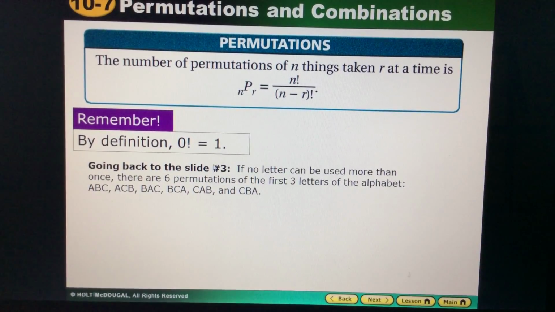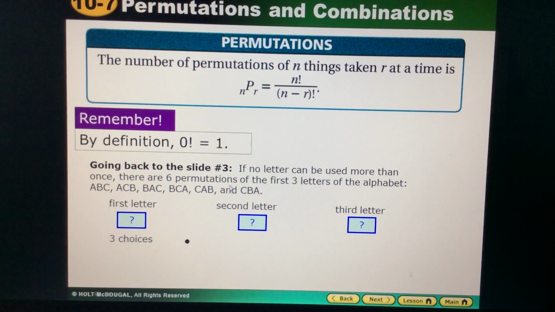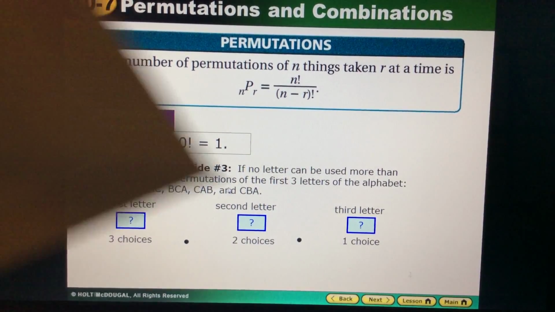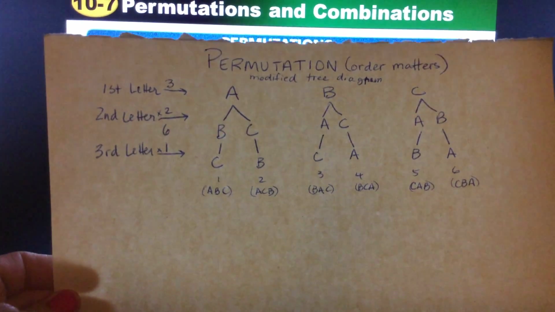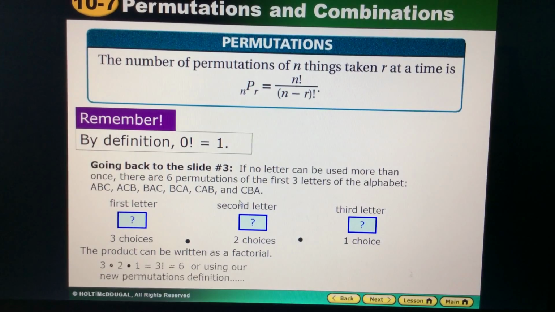All right, so if we go back to slide 3, where we had 3 choices times 2 choices times 1 choice, like this, then the product can be written as a factorial, 3 times 2 times 1, which is 6, or that could be the permutation of 3 things taken 3 at a time, which is just filling in up here. 3 things taken 3 at a time was that particular example.